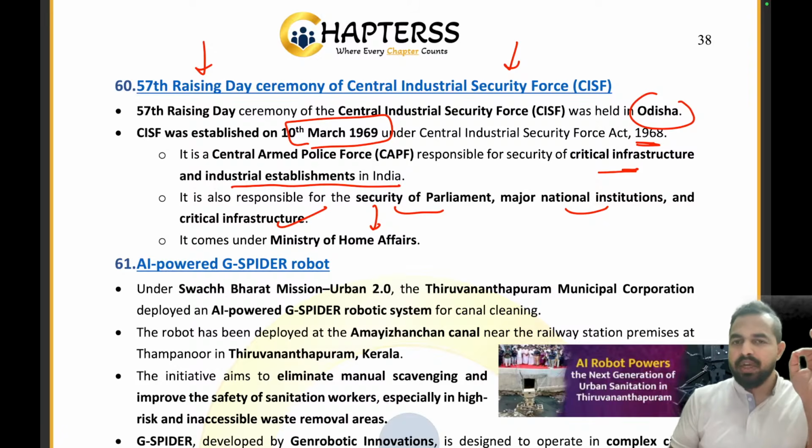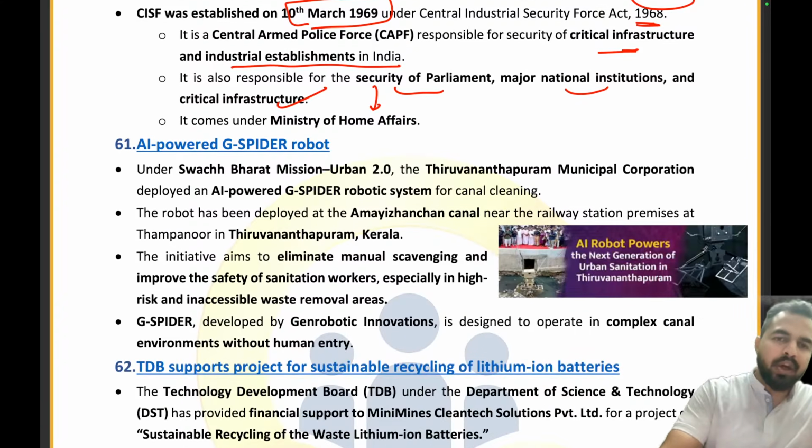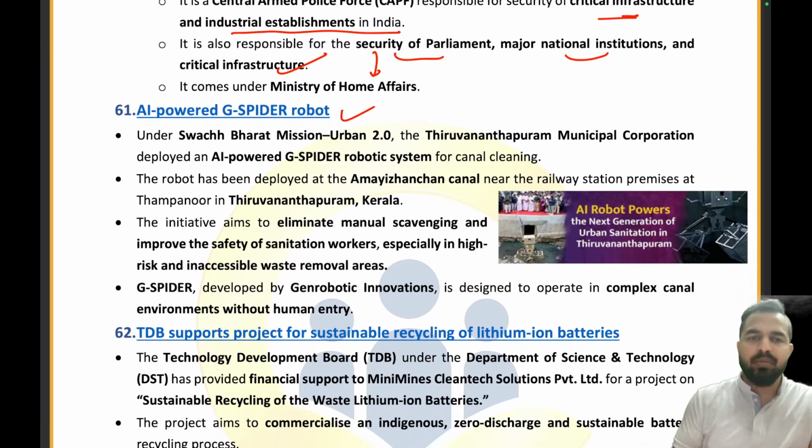CISF was established on which date? 10th March 1969.